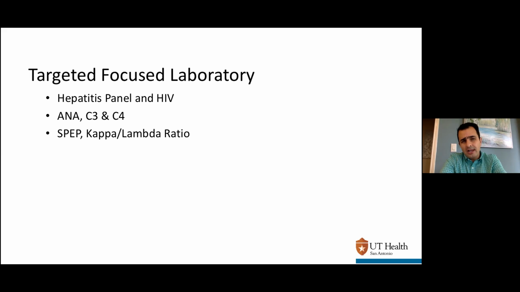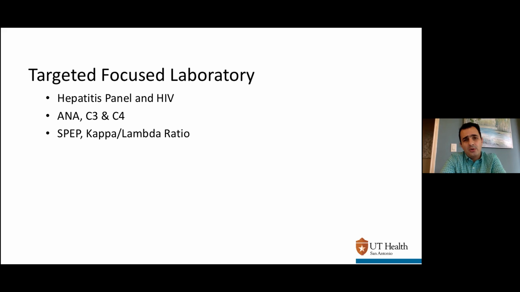In general, I do tend to order hepatitis panel and HIV in all of my patients, especially the patients who have proteinuria. If the patient has proteinuria and hematuria, ANA and C3 and C4 could guide you toward lupus or other GNs. And in older patients with anemia or hypercalcemia, we tend to order SPEP and kappa lambda ratio to see if multiple myeloma is the etiology of this CKD.